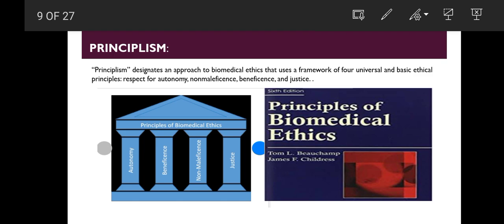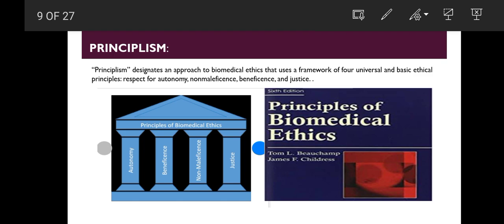So we are talking about the basics of ethics. Principlism is one of the theories that is very important in ethics, in bioethics, for researchers, for doctors, for nurses and for medical health providers. First we will talk about principlism. Principlism actually includes four universal and basic principles. The four principles are autonomy, beneficence, non-maleficence, and justice.